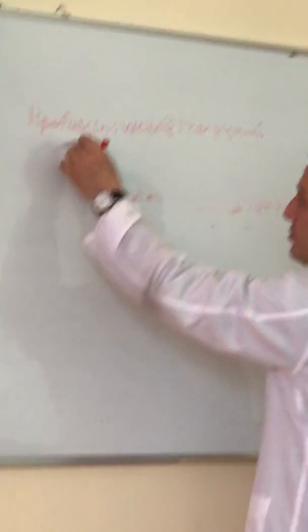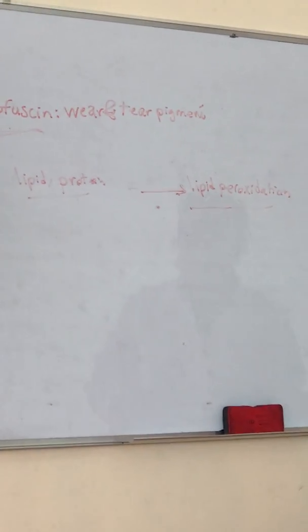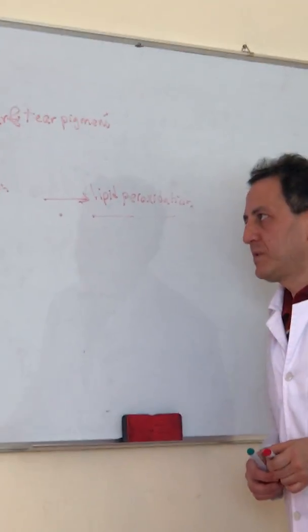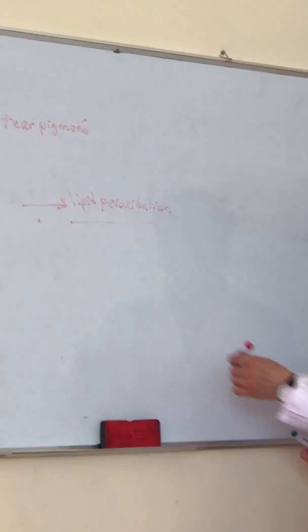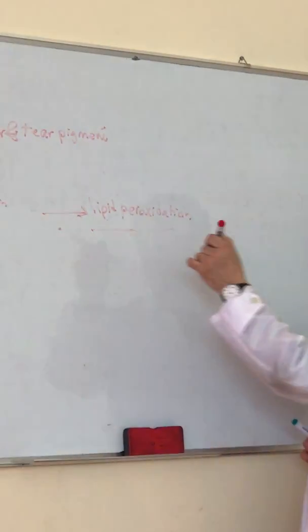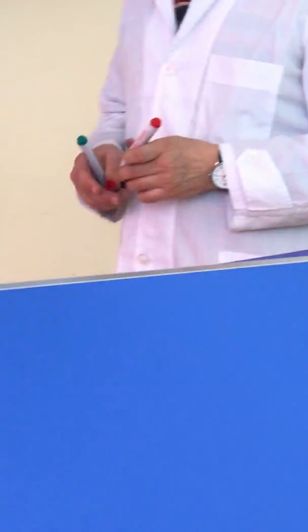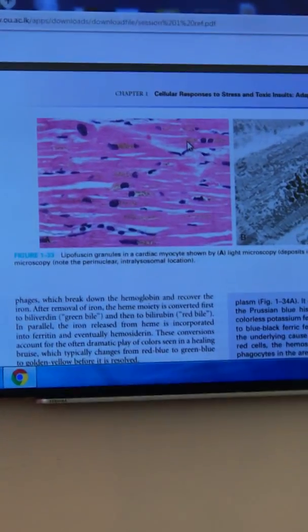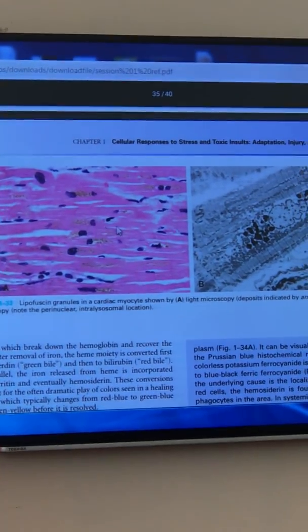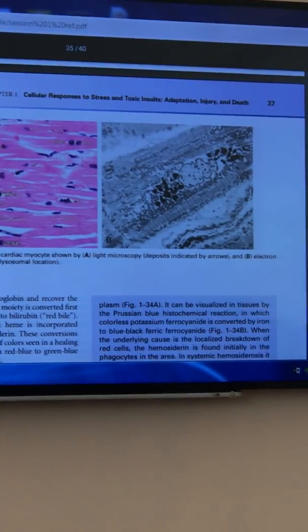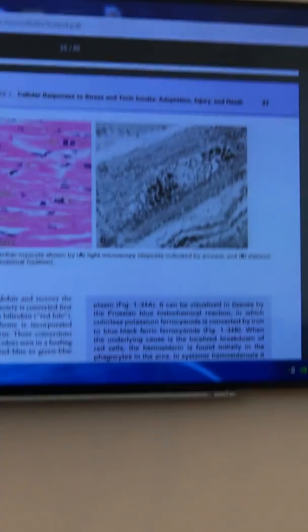By itself, lipofuscin is not injurious. It's a sign. It shows that there is cell injury due to free radicals. So that can be seen with any injurious agents that cause free radical production, and a physiologic example is cell aging. So lipofuscin is one of the endogenous pigments.